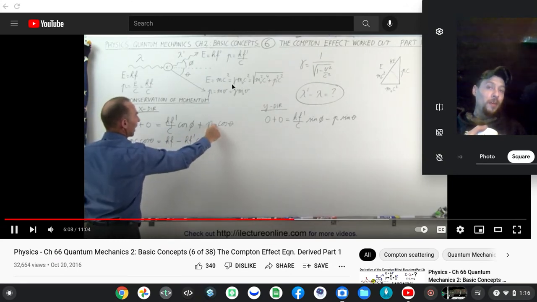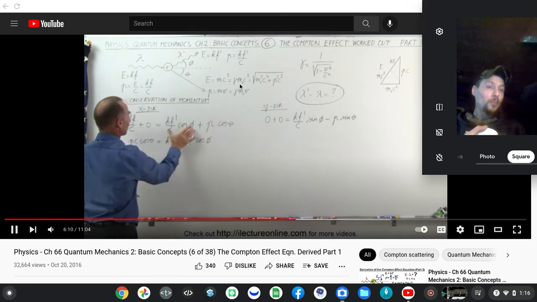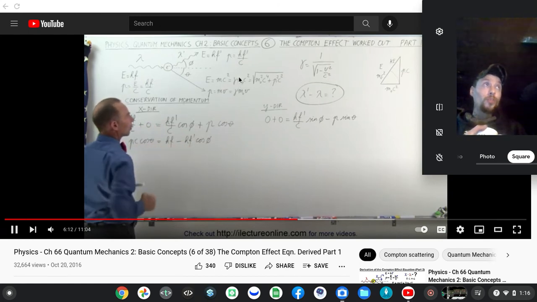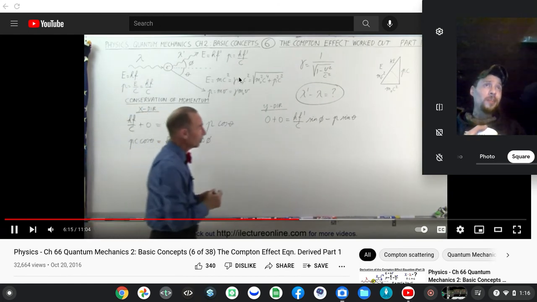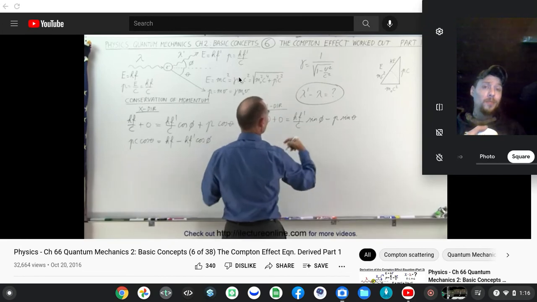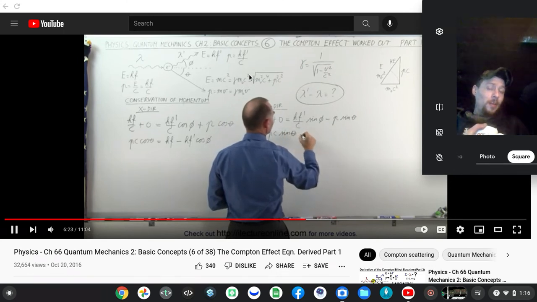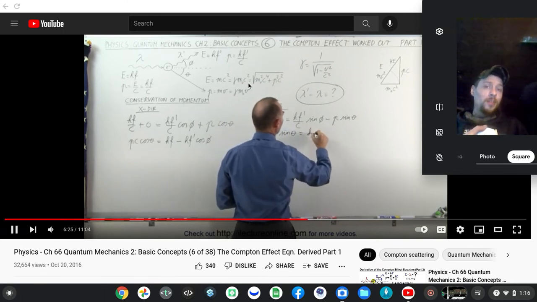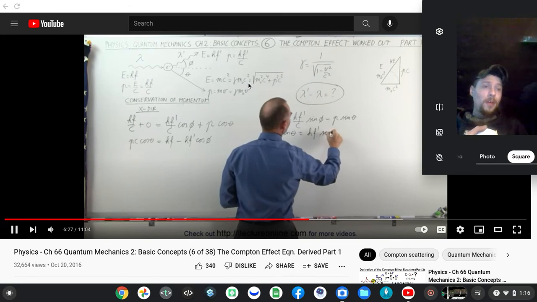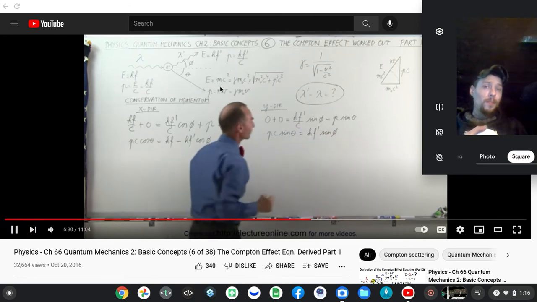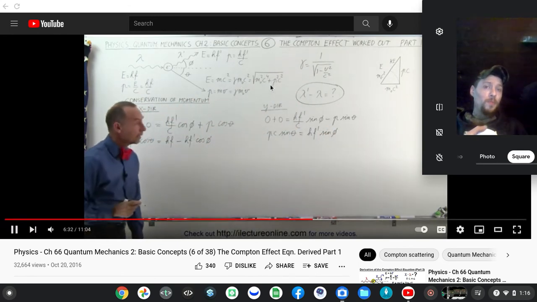This one is going to be P times c times the cosine of theta, and move this to the other side, it becomes negative, turn the equation around. We'll do the same with this one here. Move this over here, multiply both sides by c, and then that's P times c times the sine of theta is equal to HF prime times the sine of phi. Now what we can do is square both sides.